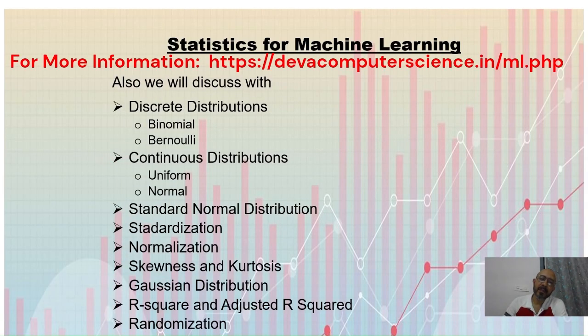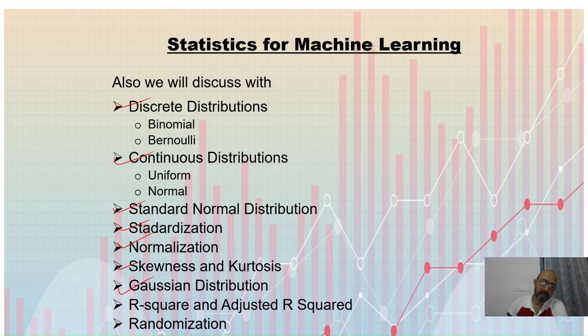Also, we will discuss discrete distribution, continuous distribution, standard normal distribution, standardization, normalization, skewness and kurtosis, Gaussian distribution, R square and adjusted R square, randomization. All are very important. We will discuss them in our machine learning course.